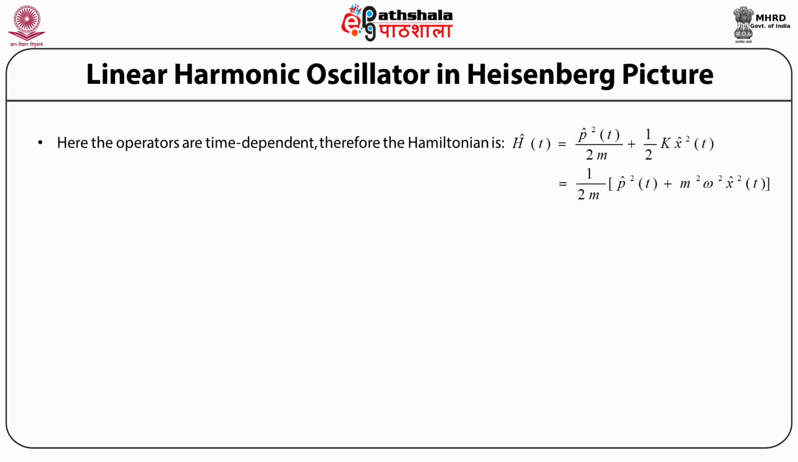or the Hamiltonian operator H(t) in the Heisenberg picture is defined as operator H(t) equal to the square of the momentum operator p(t) upon twice m, where m is the mass, plus half times k times the square of the operator x(t), where operator p(t) is the momentum operator in the Heisenberg picture and operator x(t) is the position operator in the Heisenberg picture, and k is the elastic constant of the simple harmonic oscillator.